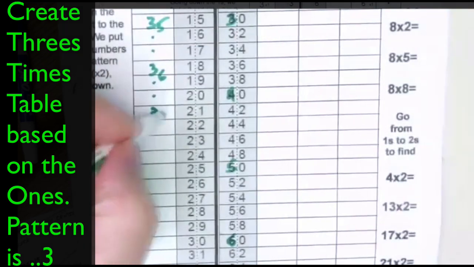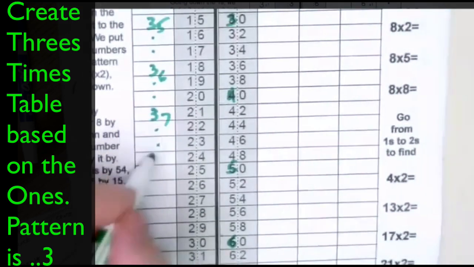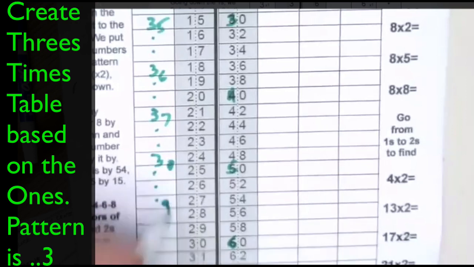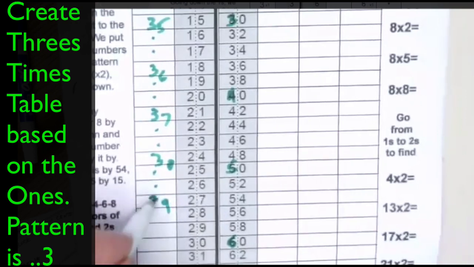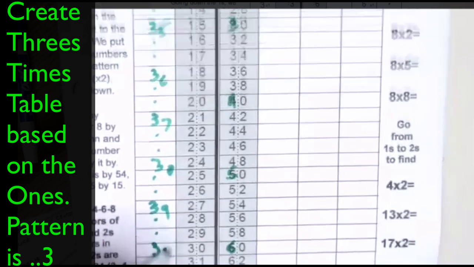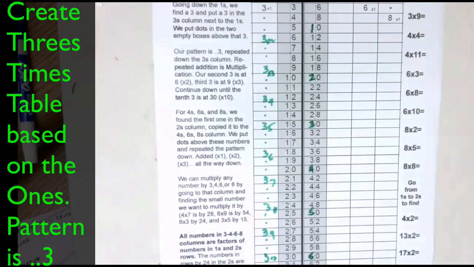Dot, dot, 3, and that's 7 3s are 21. Dot, dot, 3, 8 3s are 24. 9 3s are 27. Dot, dot, 3, and 10 3s are 30. And that's the one that nails it for most kids. It's like, yep, okay. 10 3s are 30. That makes sense to them.